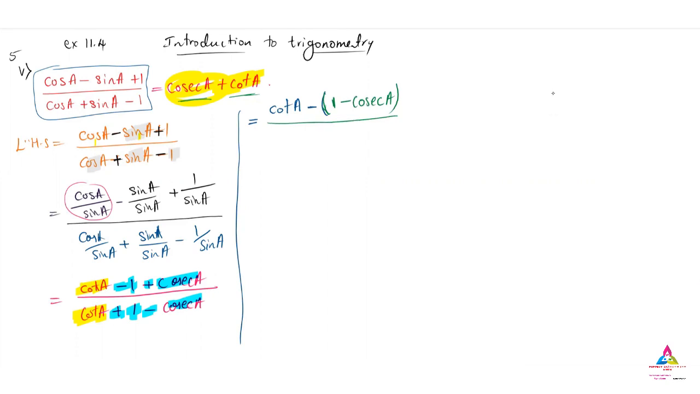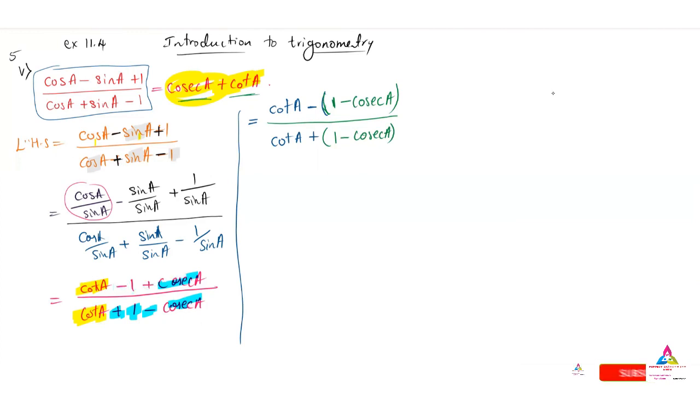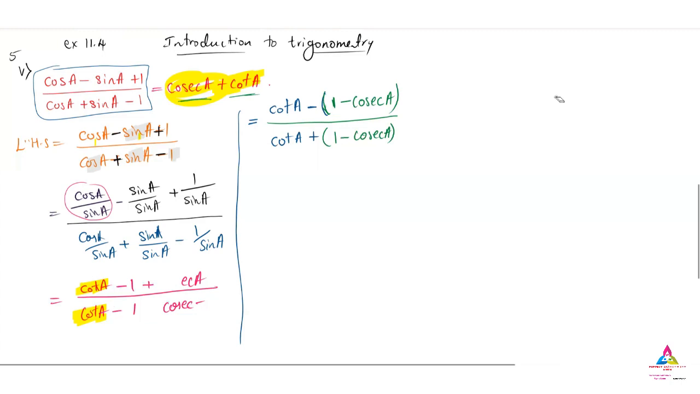Down below, what we have, I will take as it is. Cot A, I will keep as it is. Plus, I will take the sign common now, and inside the sign will become 1 minus cosecant A itself. Clearly I will tell you, here I have taken a negative sign common in the numerator, so the inside sign will change. Down below I have not taken anything common, so it will remain as it is. Here you have minus cosecant A, and here you have cosecant.